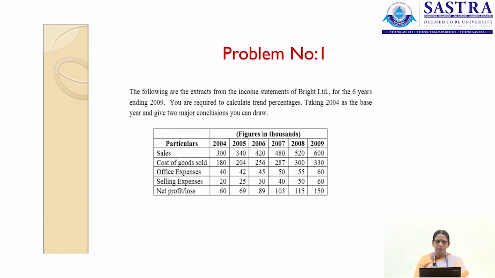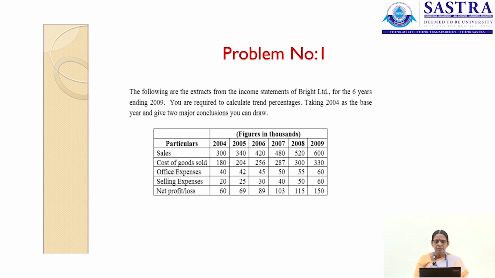We have 300, 340, 420, 480, 520 and 600 as sales. Cost of goods sold we have 180, 204, 256, 287, 300 and 330. Office expenses we have 40, 42, 45, 50, 55 and 60. Selling expenses we have 20, 25, 30, 40, 50, 60. Net profit or loss we have 60, 69, 89, 103, 115 and 150.